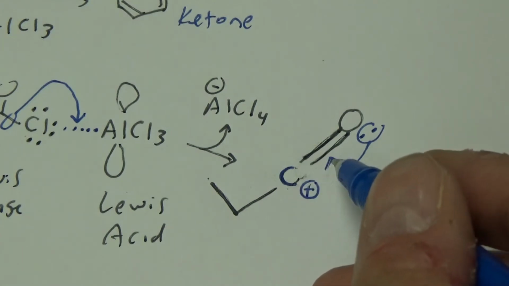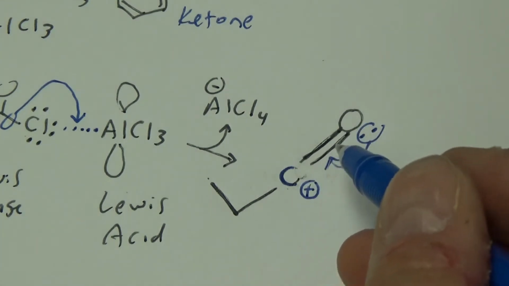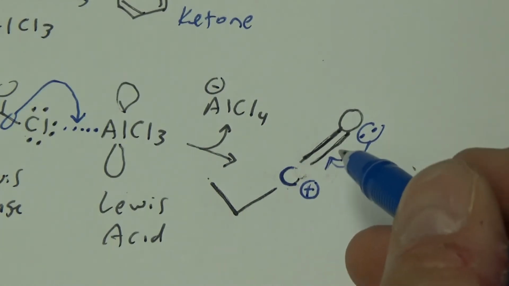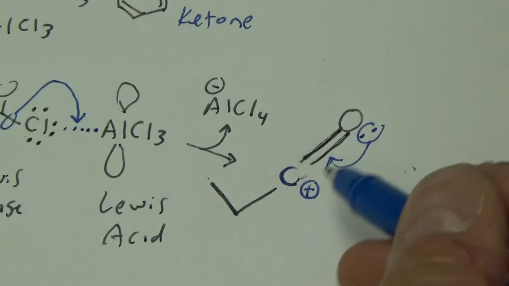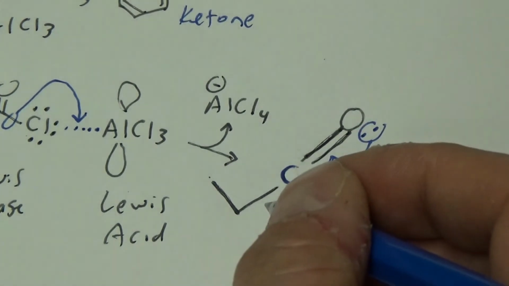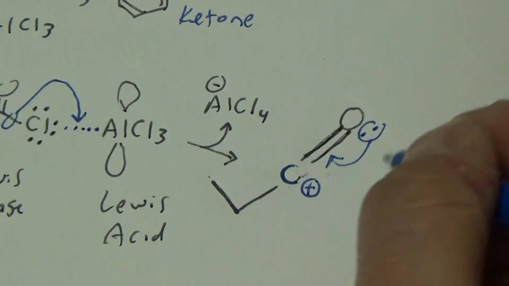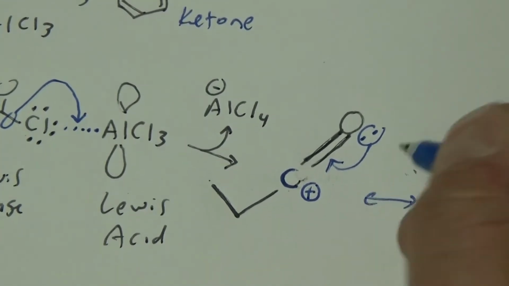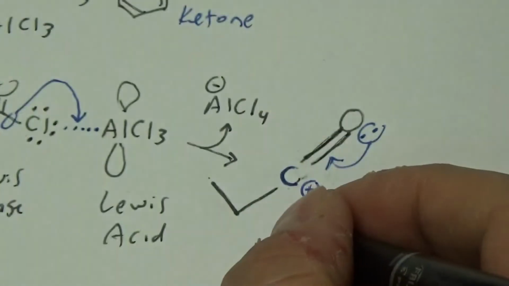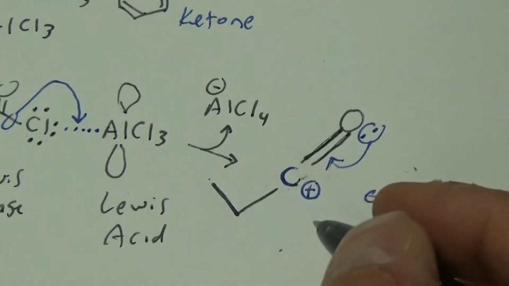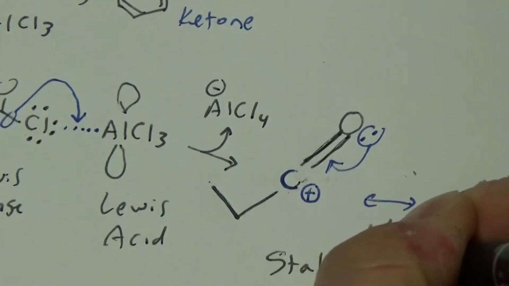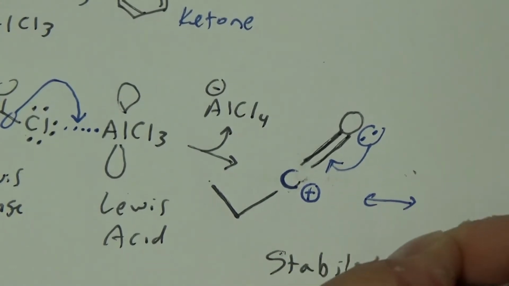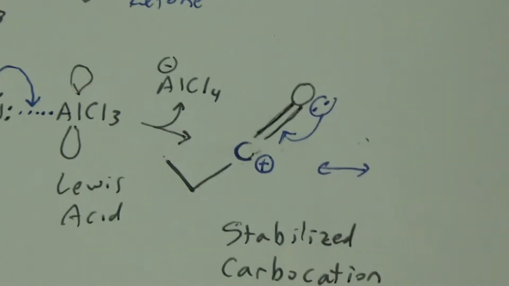You know how we saw primary, secondary, tertiary carbocations, and how they can rearrange, and like a secondary might become a tertiary carbocation, etc. Well, this is stabilized. I'll draw the resonance structure. This is a stabilized carbocation, right? It's a stabilized carbocation.